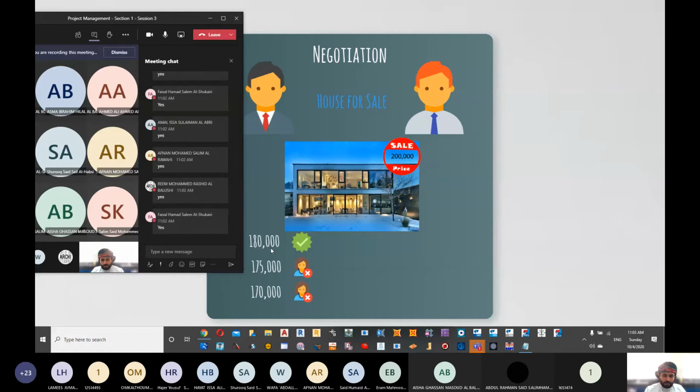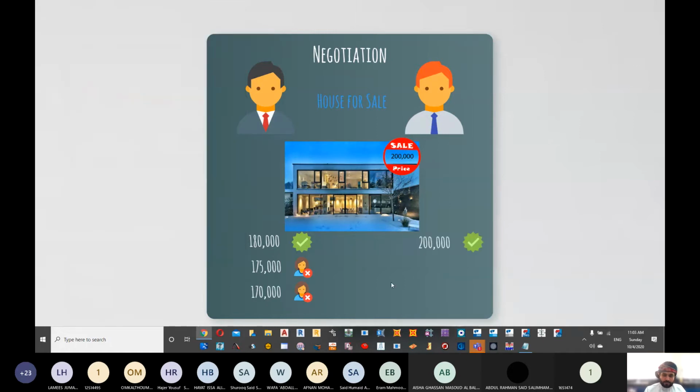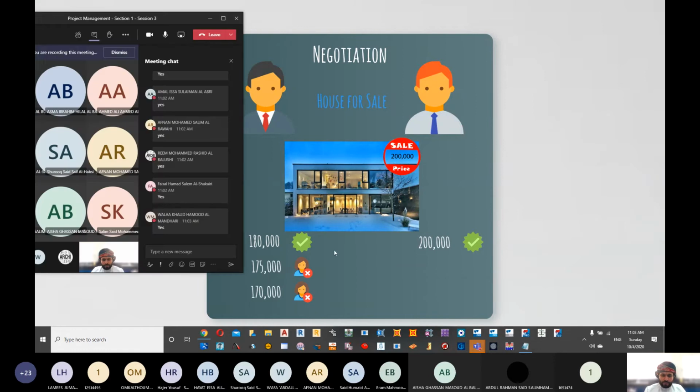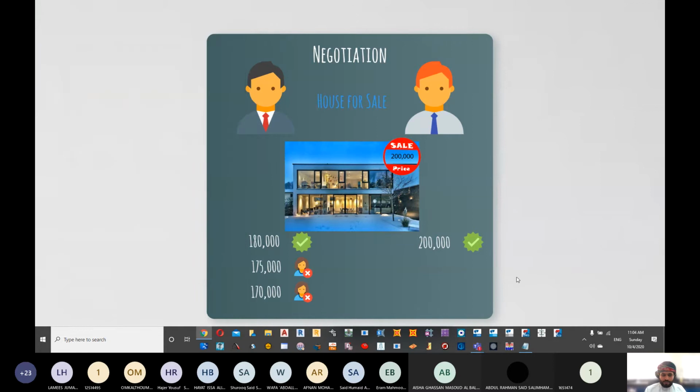Are we okay? In the second scenario, the second person offered 200,000 directly. Now, which one do you think is good for your project? A person who can negotiate and reduce the expenses, or the person who is going to give whatever is required? Of course, it's going to be the person who is a good negotiator, right? I think it's clear.